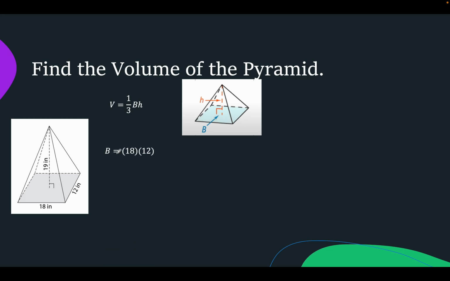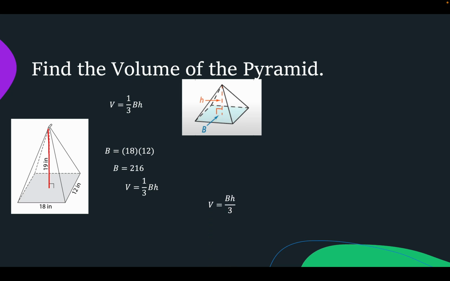So to find the area of the rectangle, we take our base times the height, 18 times 12, and we get an area of 216. So our base is 216, our height is right here. This is our 19. So we go to plug in our formula, 1/3 capital B times H.